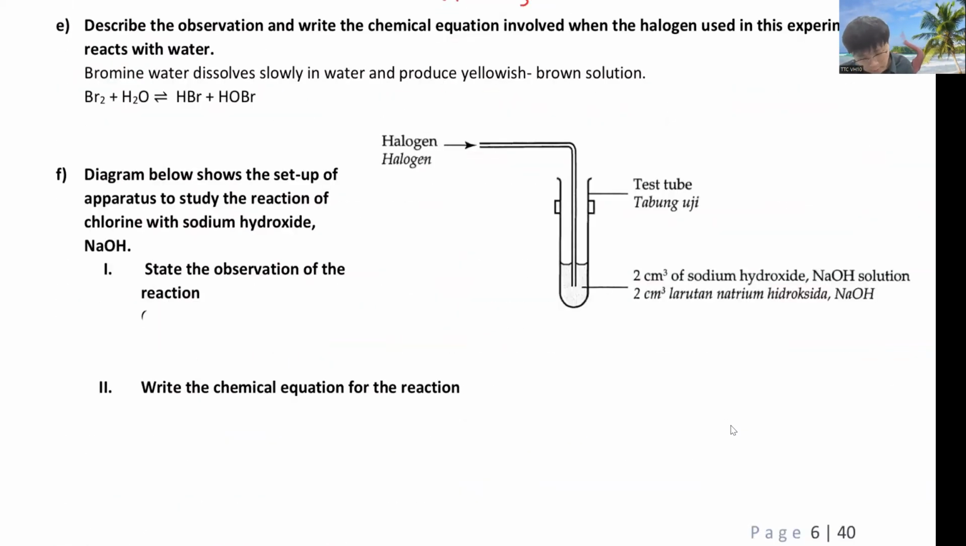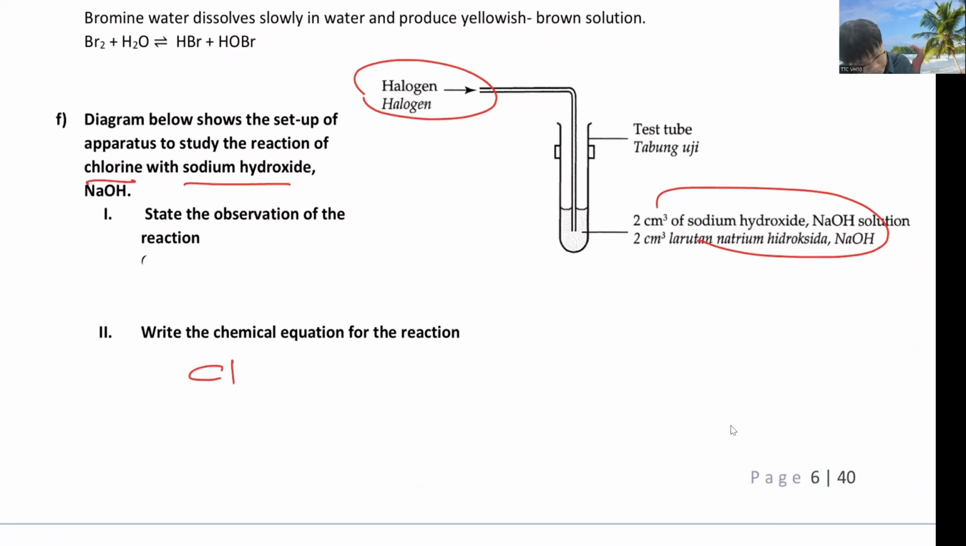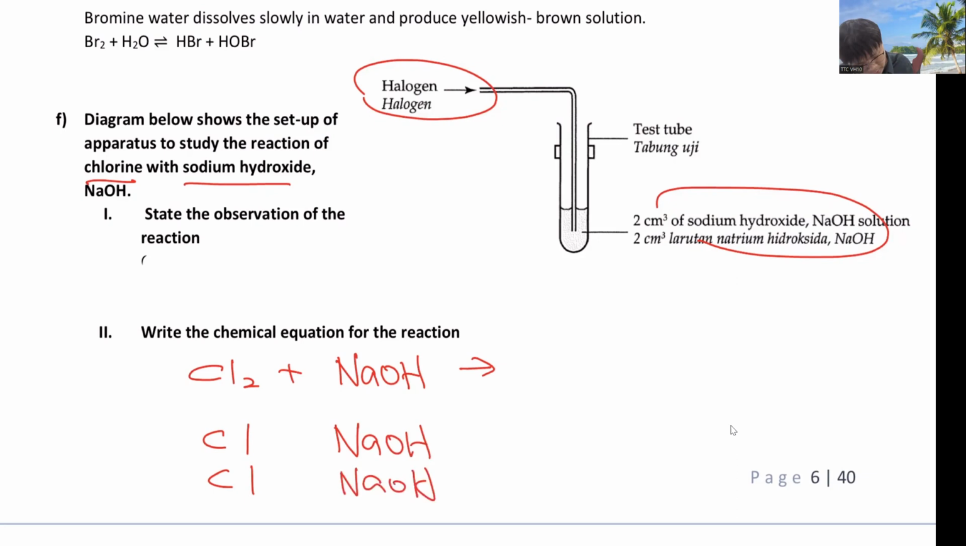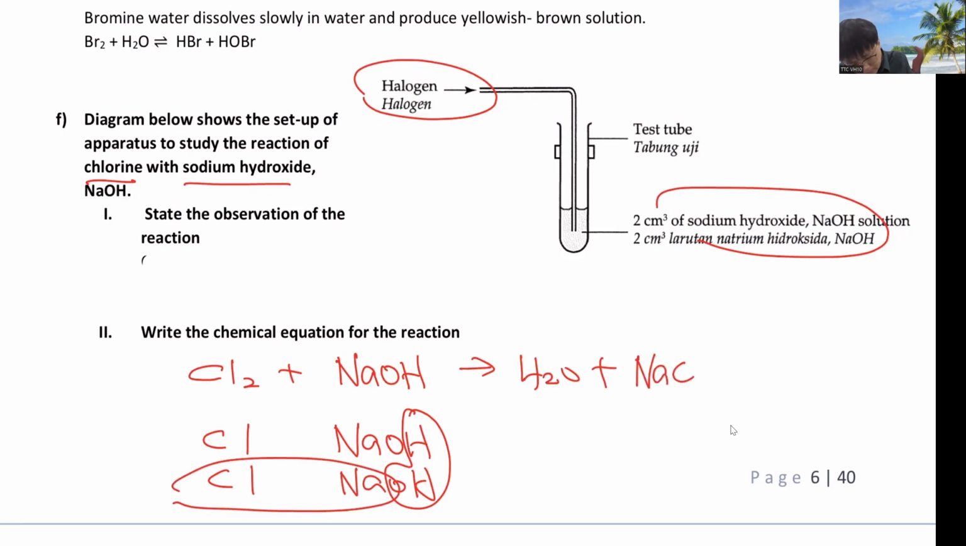Then after that, state the observation for this. It dissolves in sodium hydroxide. So we check here the chlorine with sodium hydroxide. So chlorine plus sodium hydroxide will become 2Cl plus 2NaOH. The first product is H2O. The second is NaCl. The third is NaOCl.